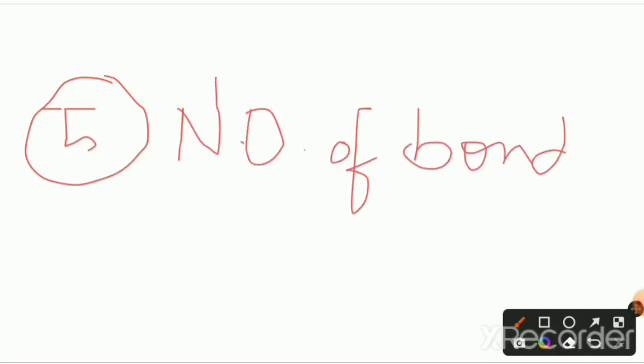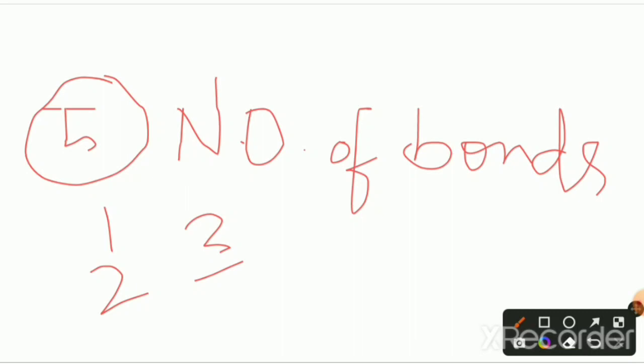So the fifth postulate of VBT explains the number of bonds. How many bonds are there? If there is one unpaired electron, there is only one bond. If there are two unpaired electrons, it means there is a double bond. And if there are three unpaired electrons, there is a triple bond.